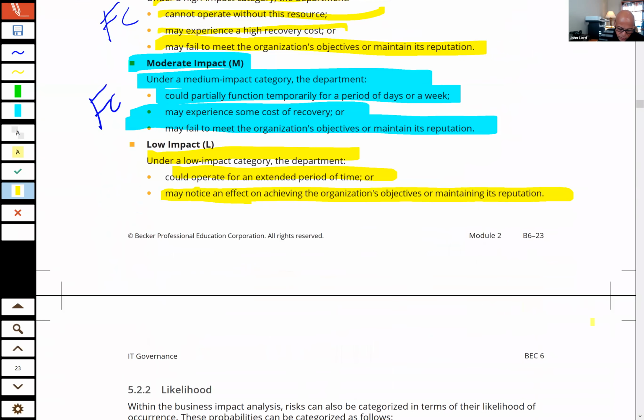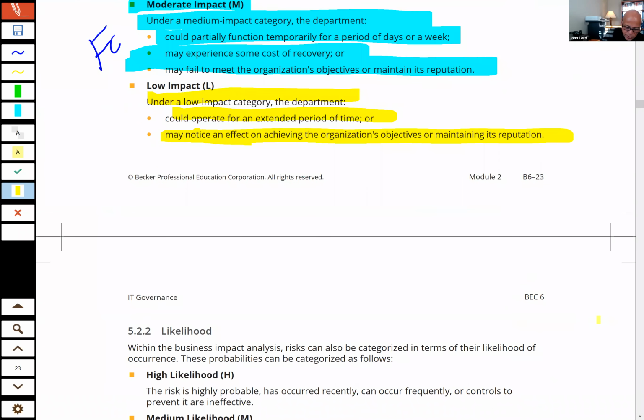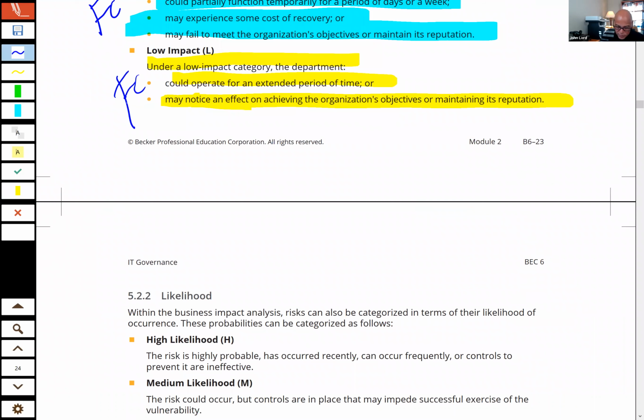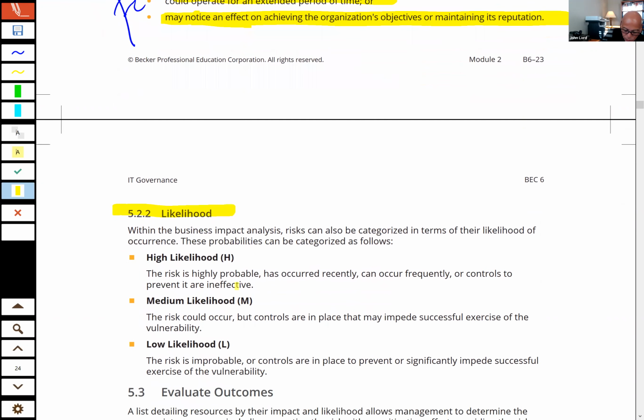Now, when I look at those low impact, I start to think to myself, well, why have them? Okay, but I don't know, maybe we could roll this discussion into some of our total quality management discussion. Do we really need this if it's such a low impact that we could operate for an extended period of time? Okay, all right, good. Now you come over and then you have to combine the impact with the likelihood, right? So a high likelihood, it's probable, has occurred recently, can occur frequently.